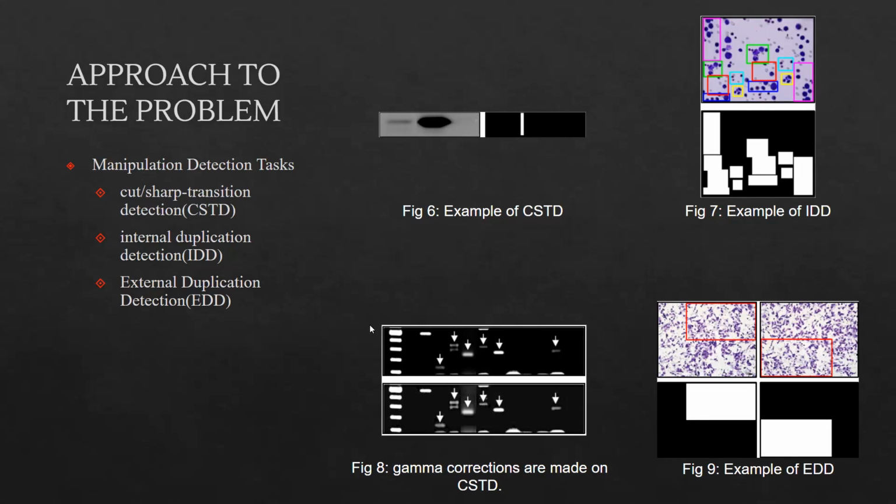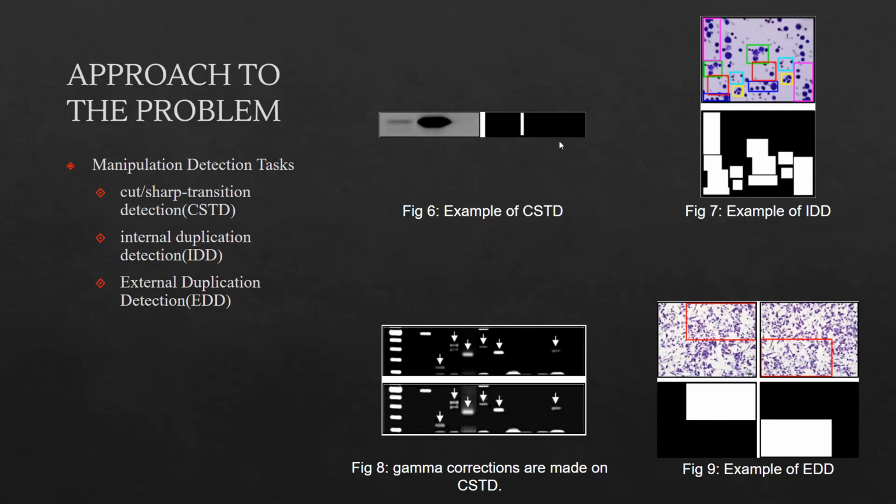Now the IDD part. IDD is detection of internally repeated image regions, which I explained briefly. It's more of a copy-move forgery detection task where the source region is known and is also from the same image. So this is a bit easier than CSTD detection. In EDD, the source region may or may not be from the same image, but the repeated regions may have been procured by the manipulator from a different image or document.